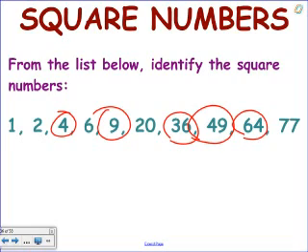What's 1 squared? What's 1 times 1? 1. Everybody forgets about the 1. 1 is a square number, because 1 times 1 is 1. And on your list, there'll always be a 1. And nobody circles it, because they don't realise that 1 is a square number. Okay? So keep that in mind.